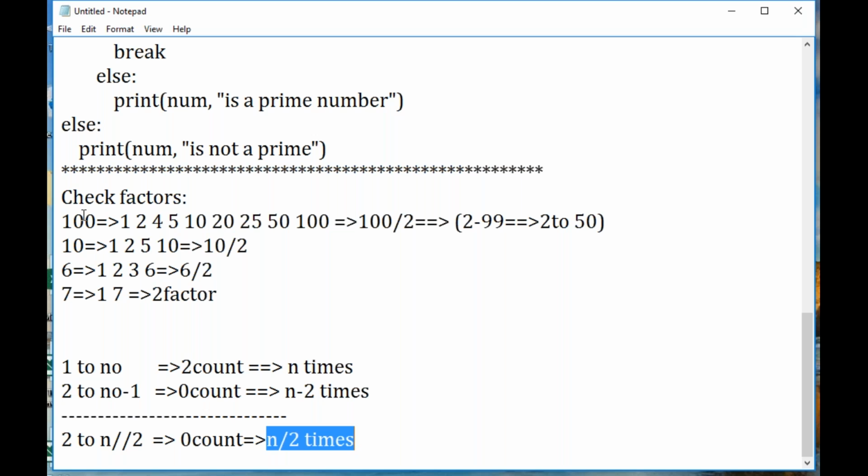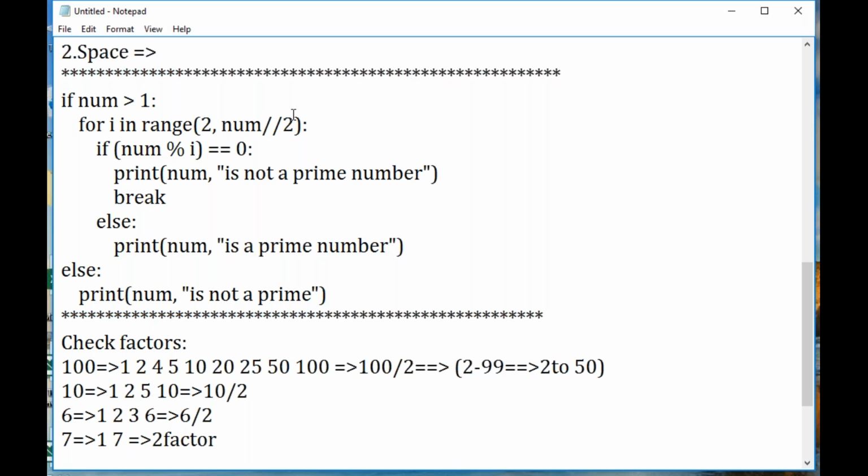I have taken 100 for better understanding. If 100 is given, here 99 times it executes, here 98 times it executes, here only 50 times your loop is going to be executed. Actually, this should be number plus 1. The reason is the range will go till less than, right? So number plus 1.